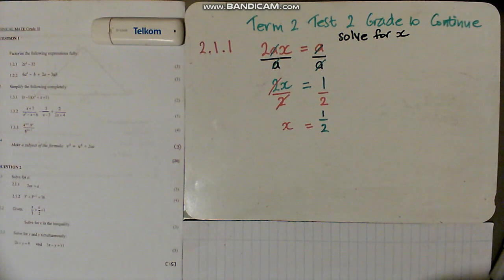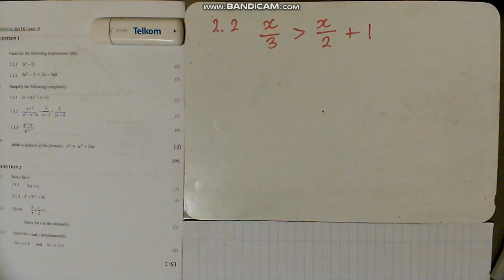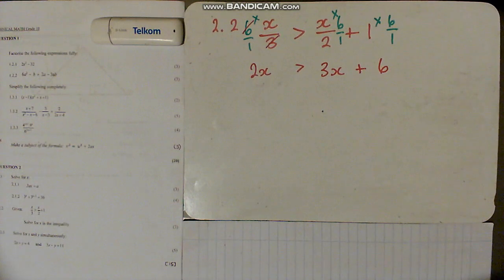Next question, 2.2. We have an inequality. We have to make x the subject of the formula. First thing we need to do is get rid of the denominators, which are 3 and 2. We need to think of a lowest common multiple to multiply each term. Don't forget that the plus and the inequality sign separate terms. Multiply all by a certain number. What will that number be? That number will be 6. The 6 and the 3 can divide by each other, so 6 divided by 3 gives us 2. The 6 divided by the 2 gives us 3. And 1 times 6 gives us 6.